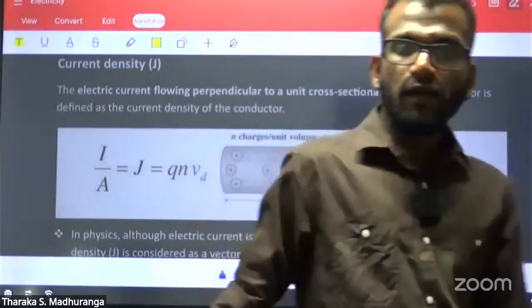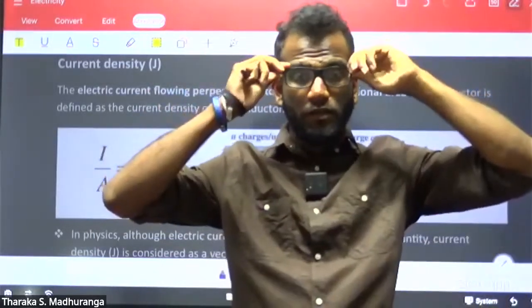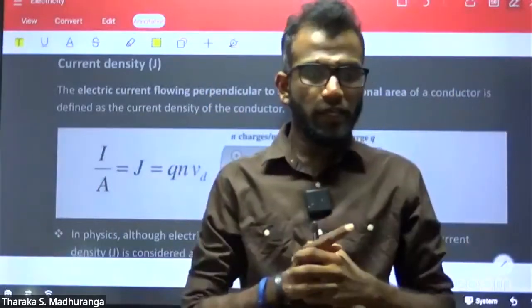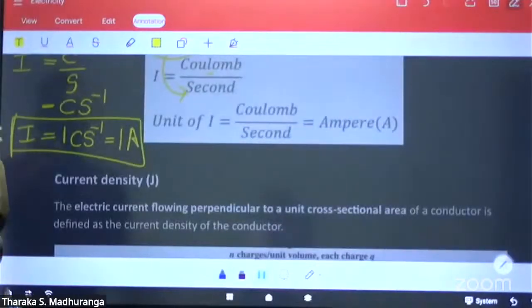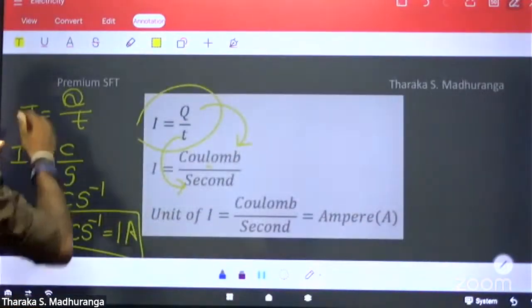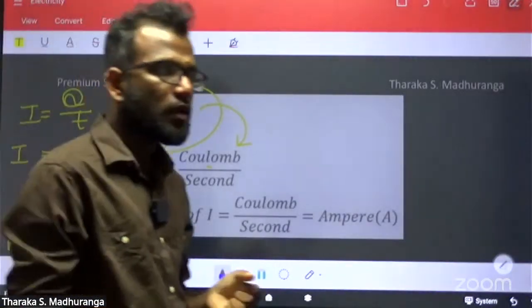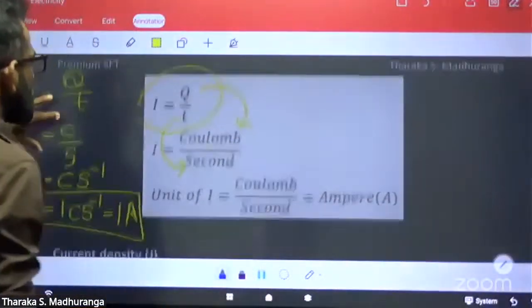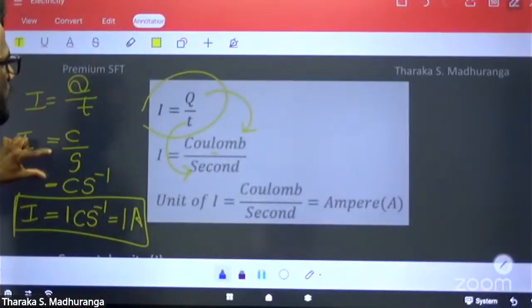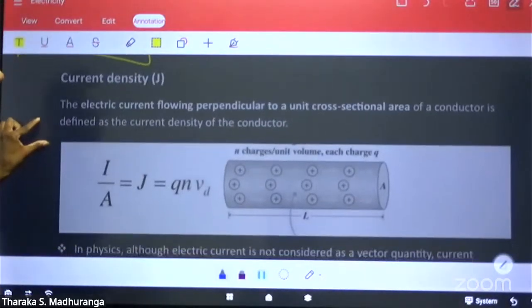Now you got the first equation of the electricity lesson. It is I equals Q over T. The amount of charge divided by the time. Okay, we move to the second one.